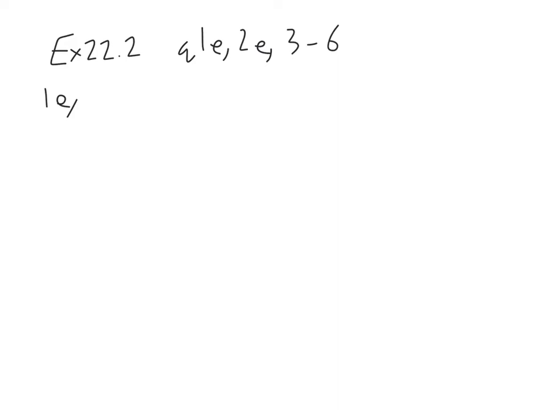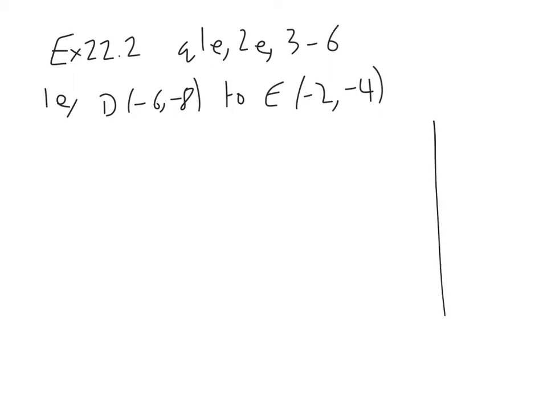This video goes through exercise 22.2 questions 1e, 2e and then 3 to 6. In 1e we have to find the length of the line joining the point D, which is (-6, -8), to E, which is (-2, -4).